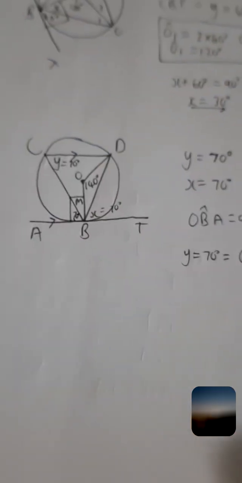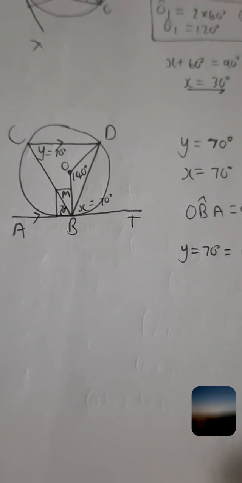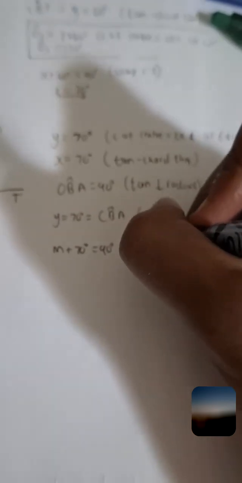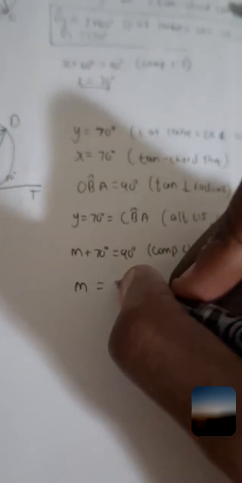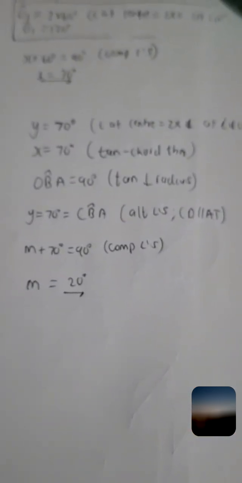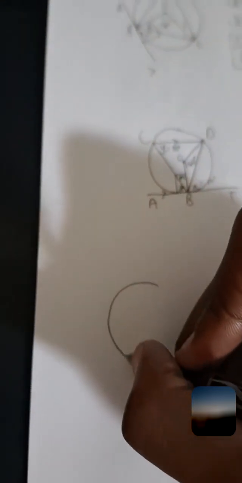Now we're going to say M plus 70 is equal to 90, complementary angles. Awesome. M plus 70 is equal to 90 degrees. Complementary angles. Therefore M is equal to 20 degrees. Wow. Amazing. I'm sorry to the people that do not understand tan chord. No, it's no problem because it's good, it leads us into basically that theorem.